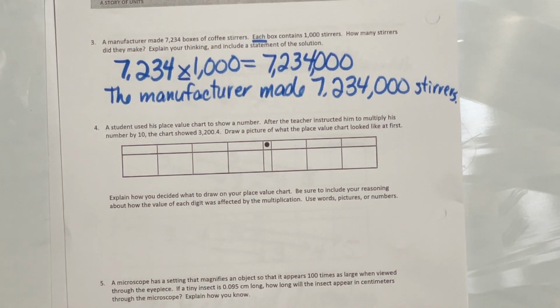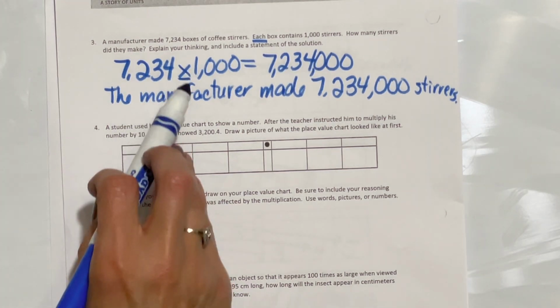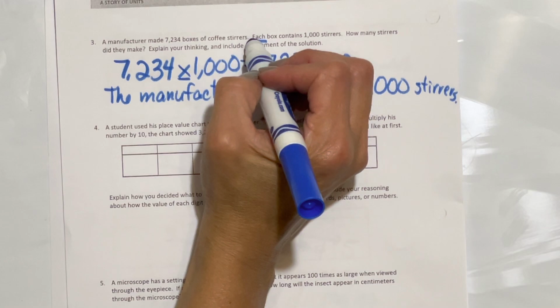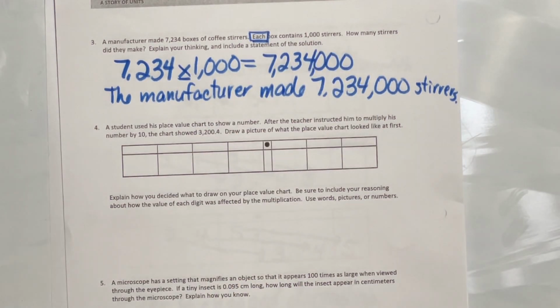That's a whole lot of stirs. A whole lot of coffee that can be had. All right, so it's really important for you to look for the key words, because you're not going to know what you need to do unless you look at the key words.